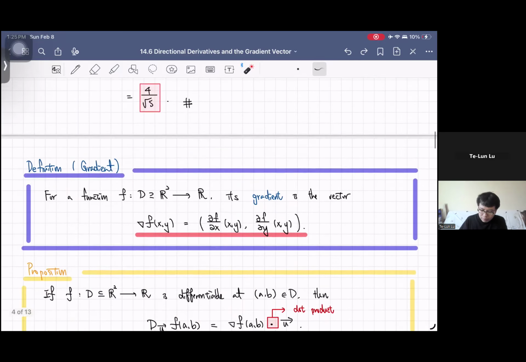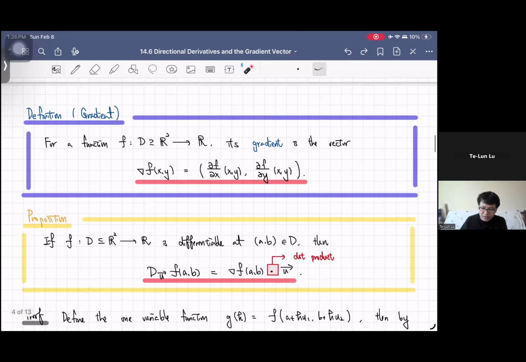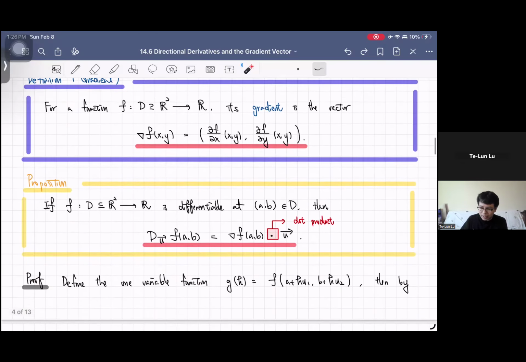So what I'm trying to say is that if you want to compute this directional differentiation, you first have to get the gradient vector, and you simply dot product the gradient vector together with this directional vector. Right. And this is actually really simple to prove. Let us try to do that.